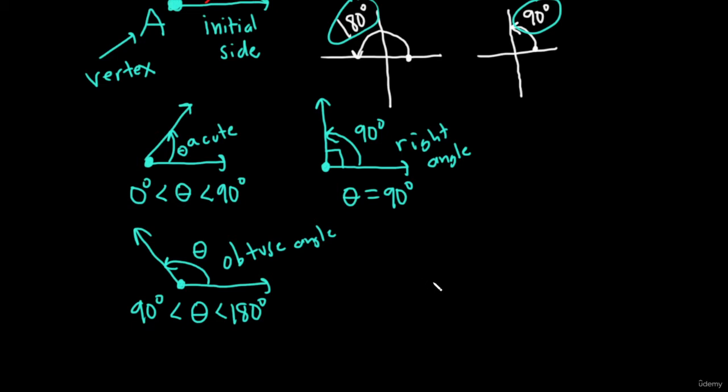And the very last one is not so interesting, but it's still important to know. So you have an angle that starts here, goes all the way around and ends here. So this one is a 180 degree angle. Theta is 180 degrees. This one's actually called a straight angle.